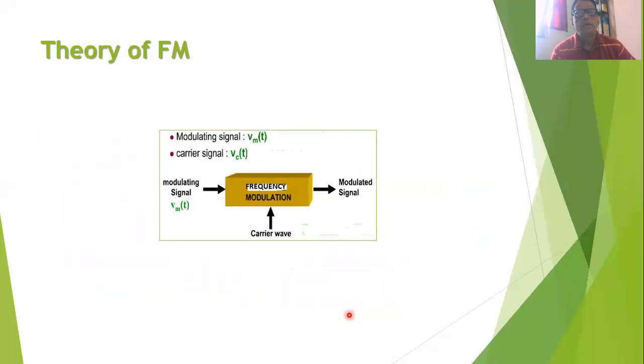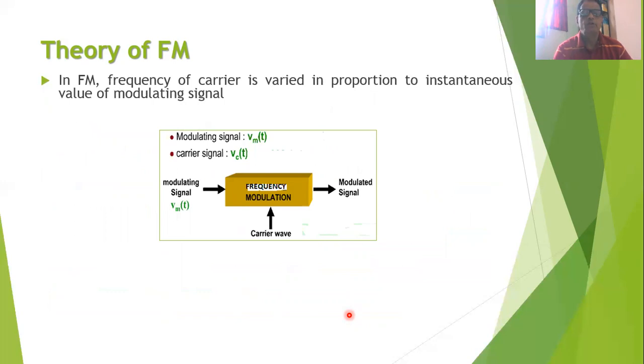Now we will see the theory of frequency modulation. In frequency modulation, the frequency of the carrier is varied, and this variation is proportional to the instantaneous value of the modulating signal. This is a block diagram for frequency modulation. We apply the modulating signal and also the carrier signal, and at the output, the modulated signal, that is the FM signal, is generated.